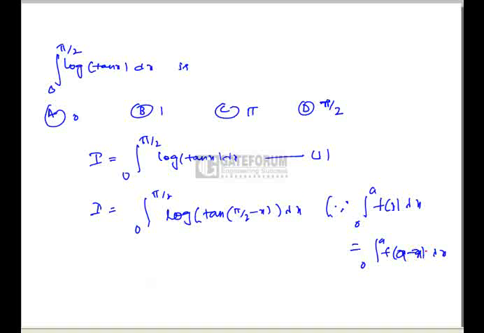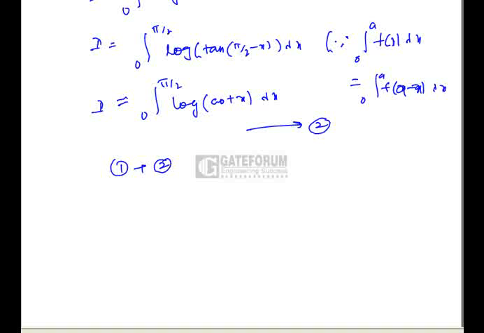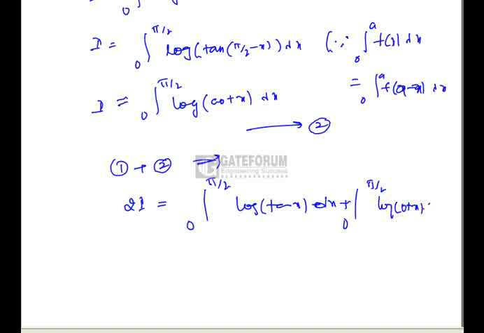Now this will be integral 0 to pi by 2 logarithm of tan of 90 minus theta, which is nothing but cot theta. So this will be log cot x dx. Let it be equation 2. Now we'll add equations 1 and 2. That is 2I equals integral 0 to pi by 2 log tan x plus integral 0 to pi by 2 log cot x dx.